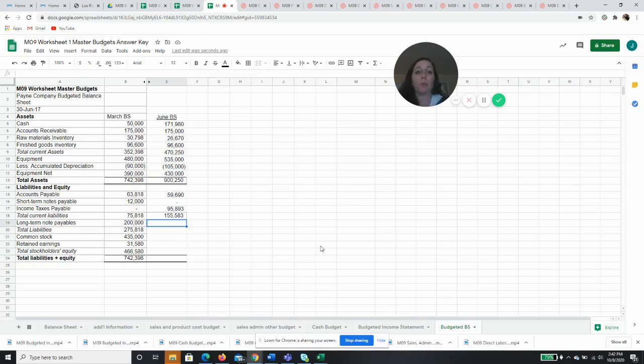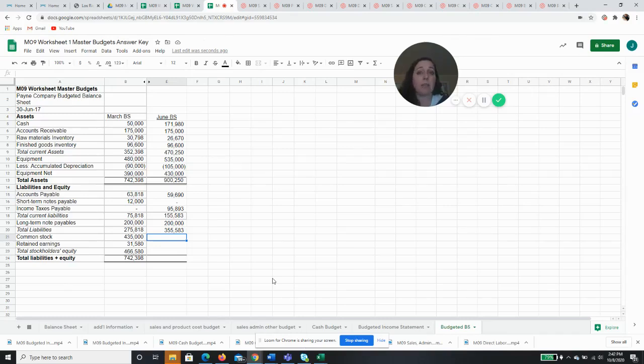Our long-term notes payable, we have not made a single payment on that, nor have we borrowed additional funds. We've been paying the interest every month. So it's going to be the same as it was in March, $200,000. So our total liabilities is going to be that long-term note payable plus our current liabilities for a total of $355,583.